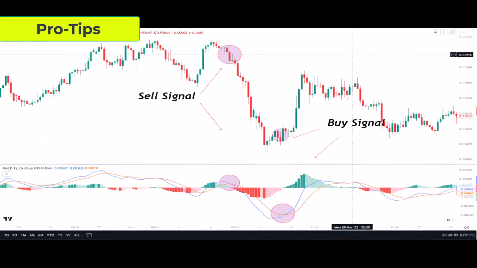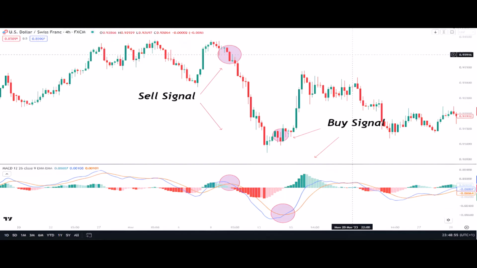From a risk-to-reward perspective, it's prudent to trade only when there's a clear crossover in the MACD. Developing a stop-loss plan is crucial due to the historical tendency of the MACD to generate false signals. Here are some pro tips for using the MACD effectively.